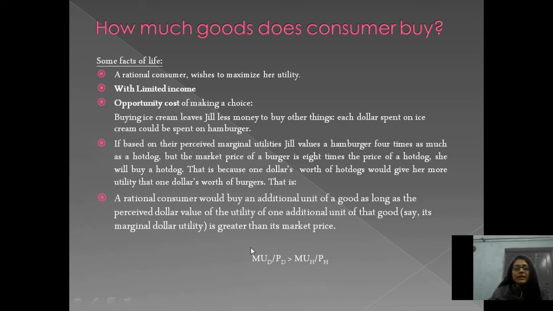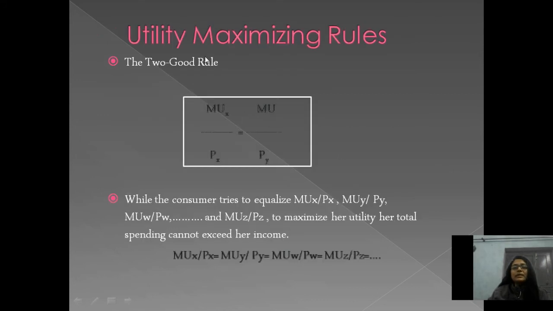Suppose in this example there are two goods, D and H, and this is the ratio MU_D by P_D, where P is the price of good D, and MU_H by P_H. This ratio indicates that if we spend 1 unit of money, suppose 1 rupee, on good D, then we get utility of MU_D by P_D. Here it is greater than the H ratio. That means if we spend 1 rupee on D, we get more utility as compared to H. So it is always preferred for the consumer to buy more D as compared to H. In this way, the utility equilibrium is derived.